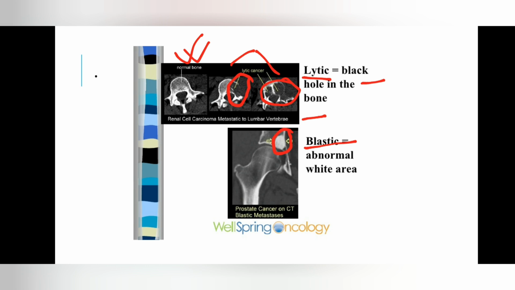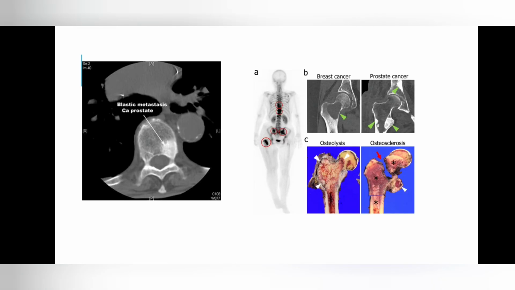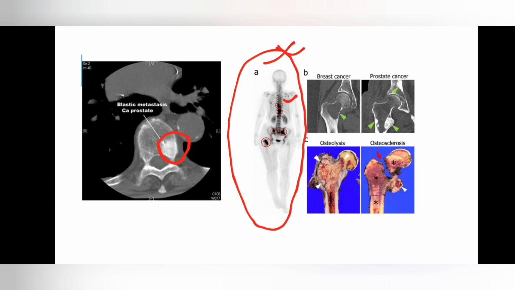Blastic metastasis. In this picture also, we can see osteoblastic lesions seen in carcinoma of the prostate, and this is the bone scan where it shows multiple sites of involvement, and this is also an osteolytic involvement in breast cancer, and here is the osteoblastic lesion in prostate cancer.